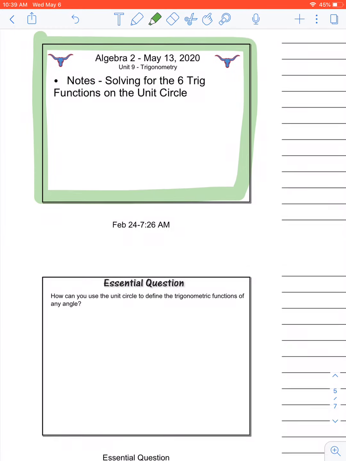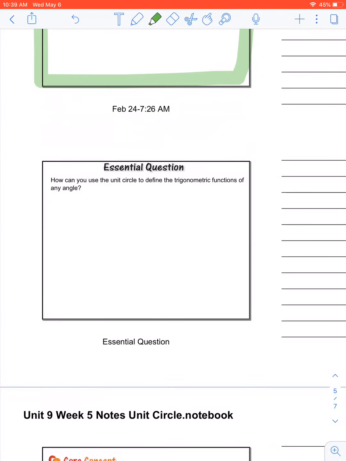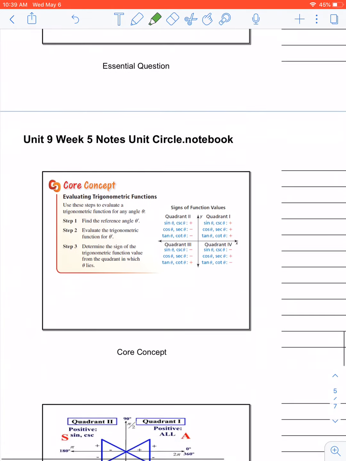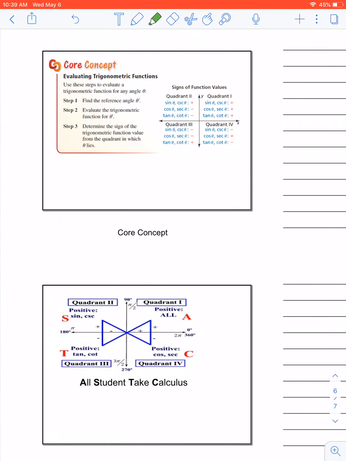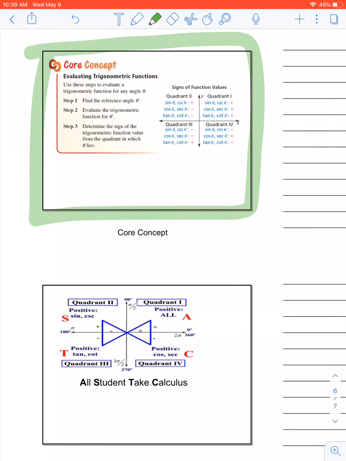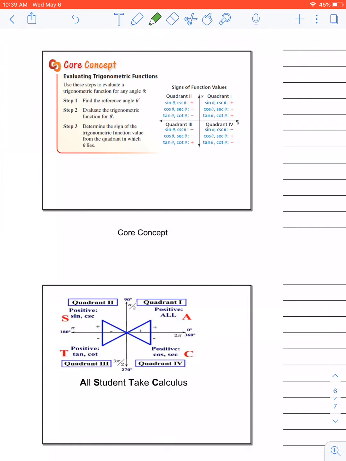So by the end of the class period today, how can you use the unit circle to define the trigonometric functions of any angle? There's also finding inverse trig functions, but we're not doing that this year. We're only evaluating regular trig functions. Here are a couple of slides, and I'm going to show you both because I think this slide right here gets a little bit confusing, but I wanted to show you both of them.